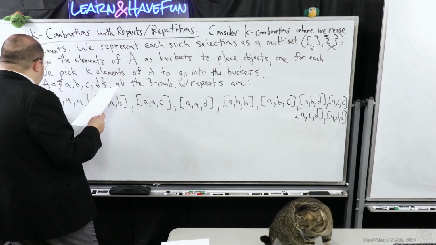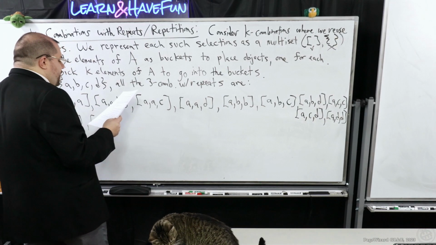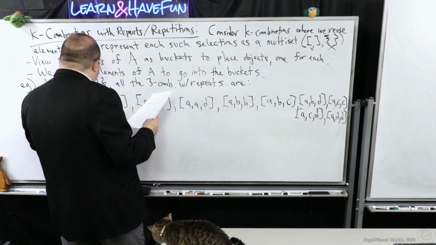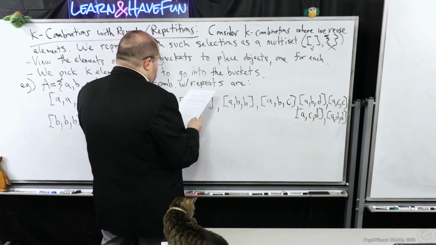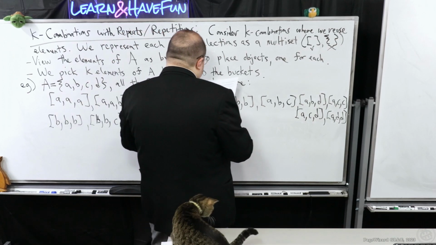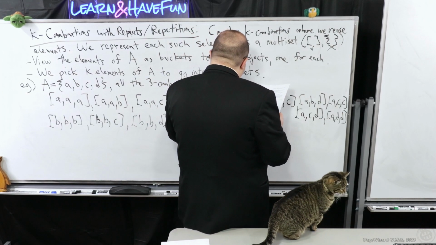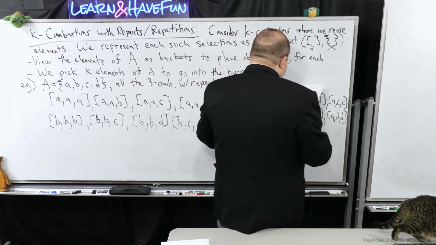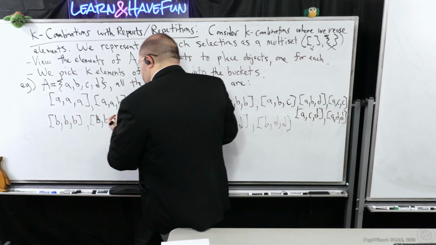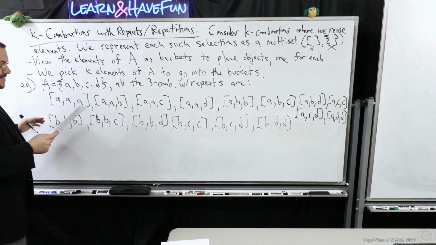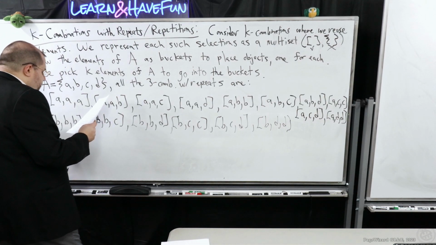Now let's consider the ones with B in the leading spot. So I have B, B, B. I can pick all of them to be B: no A's, no C's, no D's. Then I have B, B, C, then B, B, D, B, C, C, B, C, D, and B, D, D. Those are all the ones that start with a B. You could double check these. I encourage you to do so as an exercise.